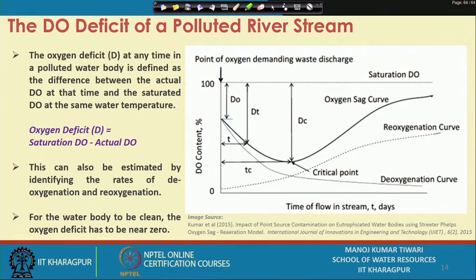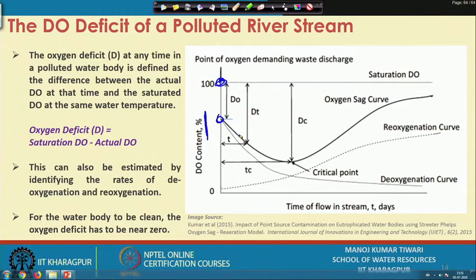Now, the DO deficit: if we see a polluted stream, as we were discussing earlier, the DO level initially falls and then builds up. So, let us say at any given point of time, this is my saturation DO, which is 100%, this scale is in terms of percentage. So, if this is my saturation DO, the dissolved oxygen level initially, when the waste is getting introduced, is here.